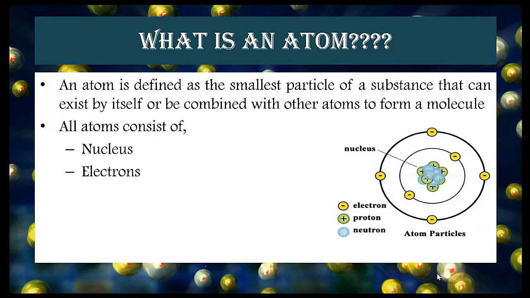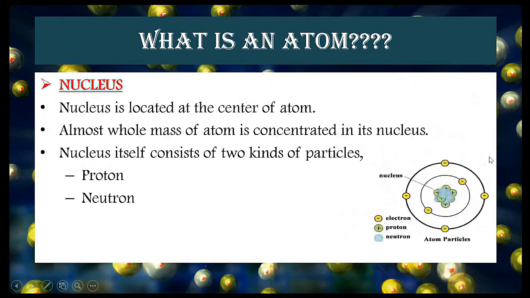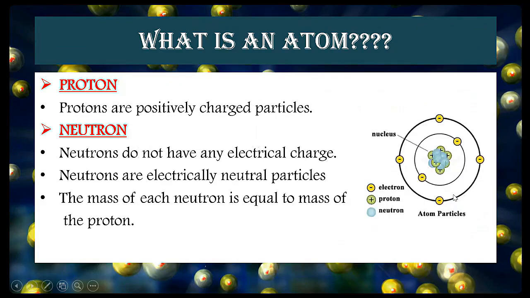An atom consists of a nucleus and electrons. In the center, it has the nucleus. In the image, you can see the center nucleus, and revolving around it are the electrons. The nucleus is placed in the center of an atom, and most of the mass is concentrated in the nucleus. This nucleus consists of protons and neutrons.